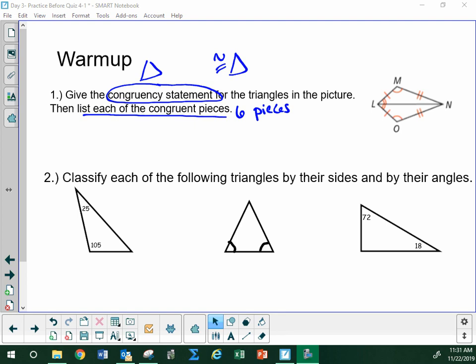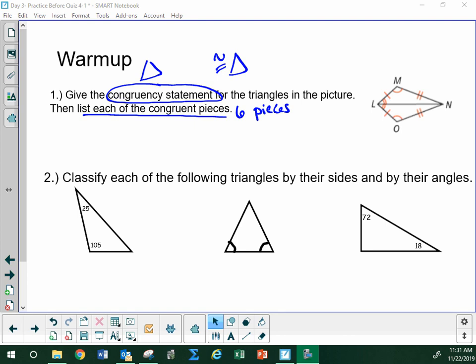So today we have our quiz, so we'll go over homework questions, we'll go over our warm-up, and take our quiz before lunch. It's a 20-minute quiz. Then we have lunch, and then when we come back, we'll have our lesson on the isosceles triangle theorem.